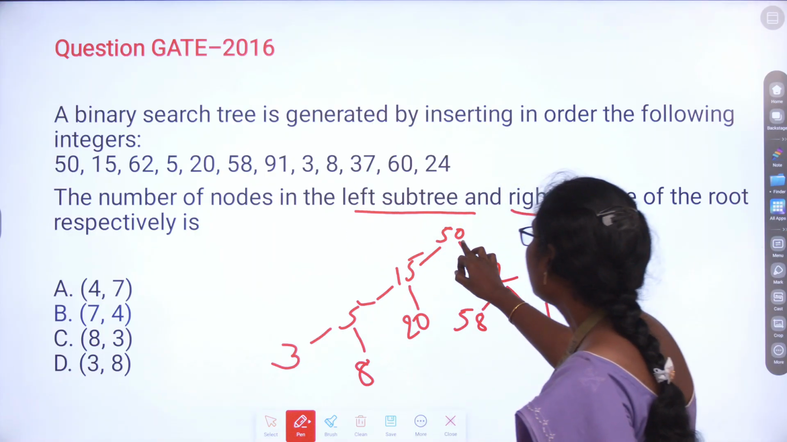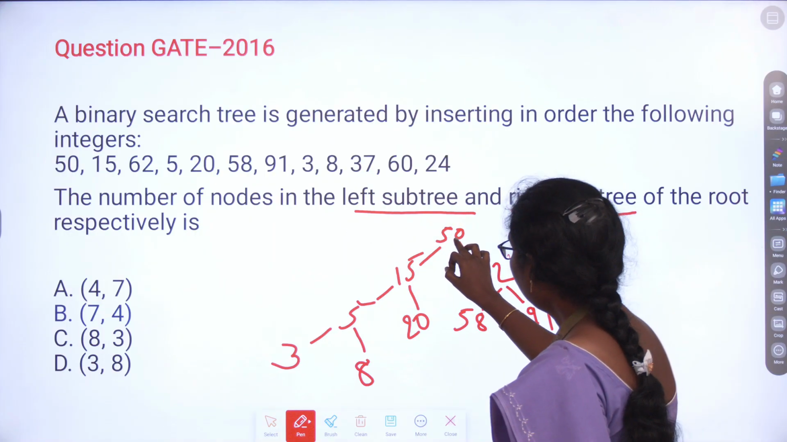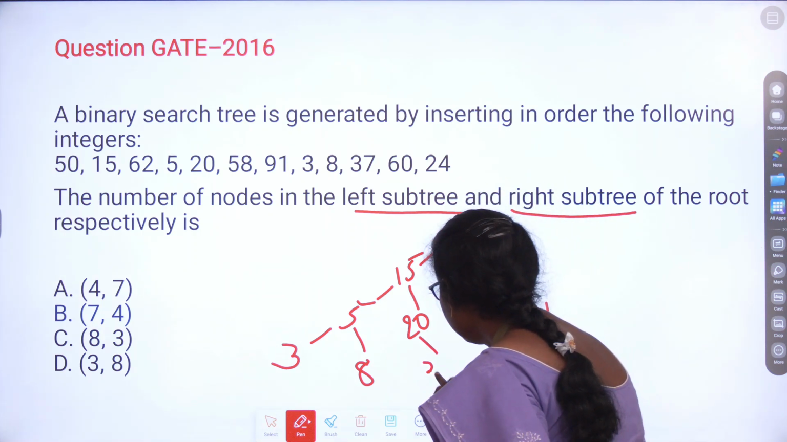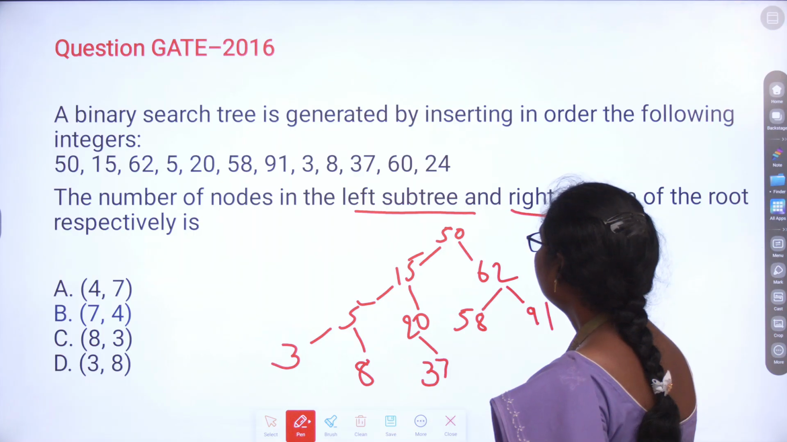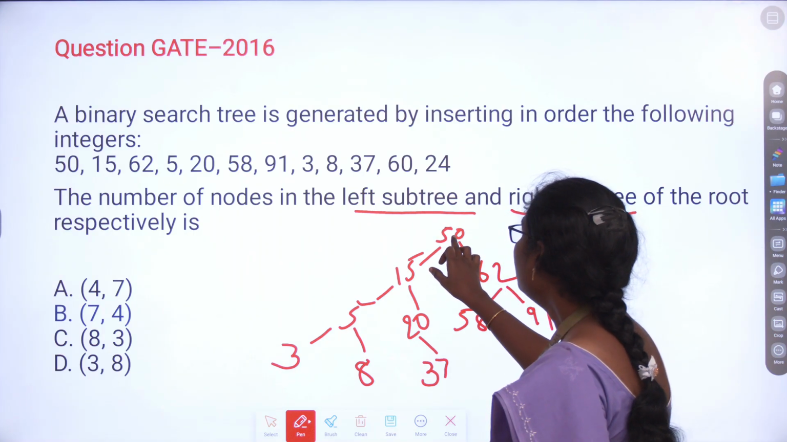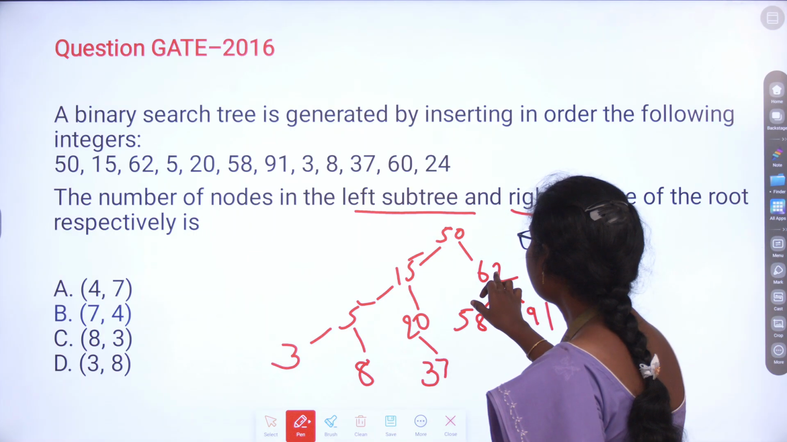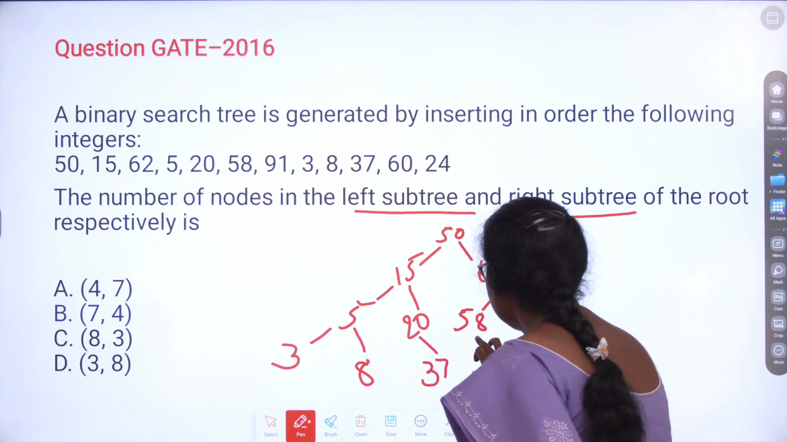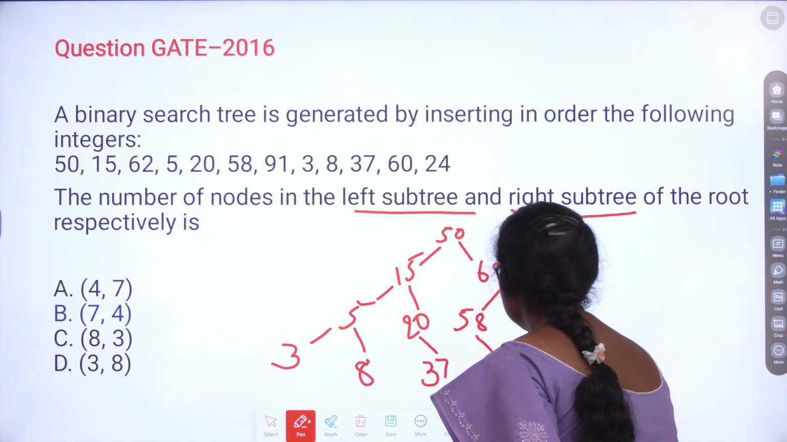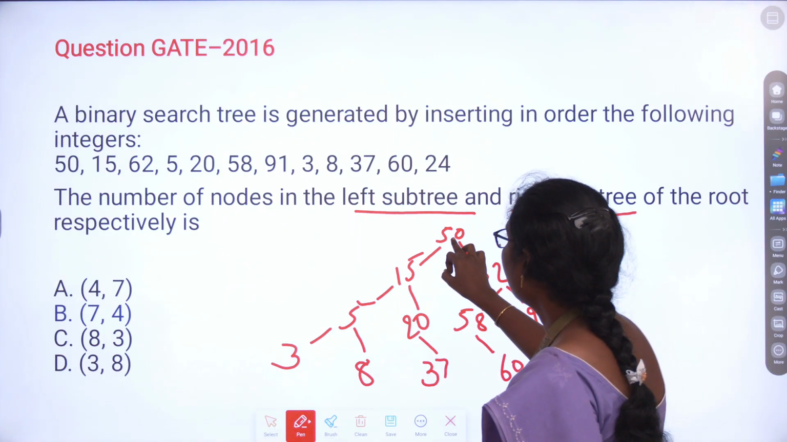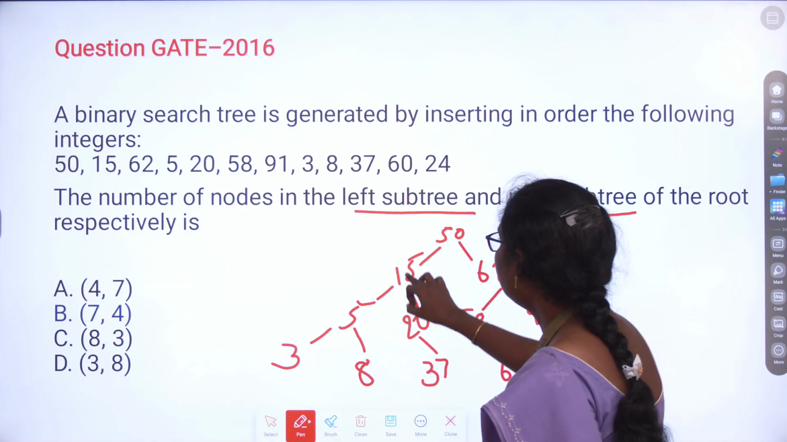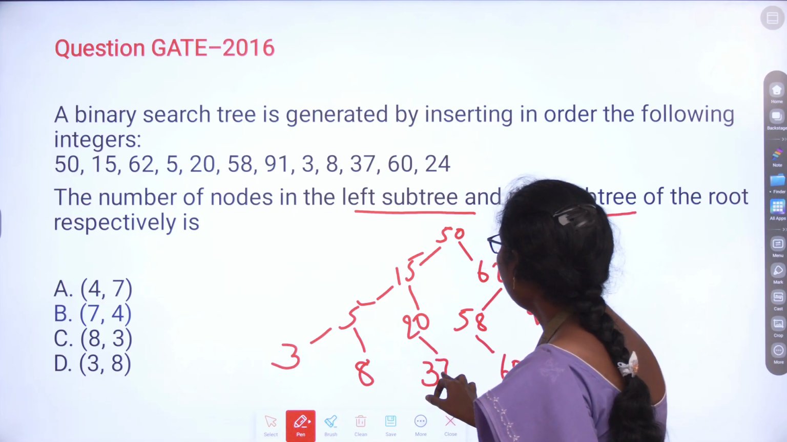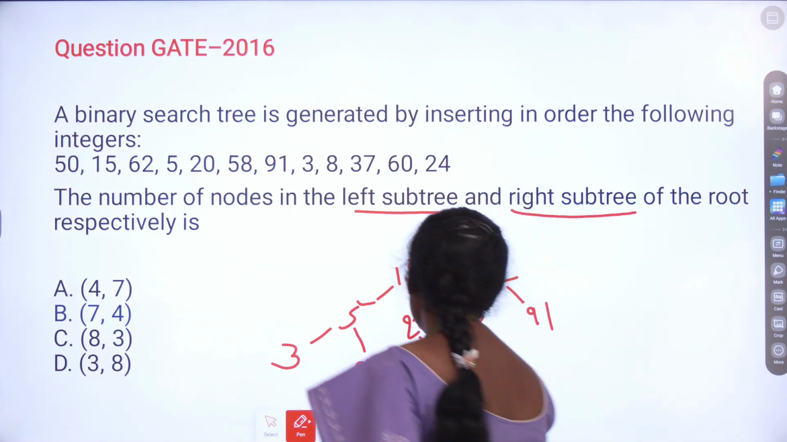Next 37, compare with 50, lesser, compare with 15, which is greater, compare with 20, which is greater, so 37. Next 60, compare with 50, which is greater, compare with 62, which is lesser, compare with 58, which is greater, then move to the right side. Next one is 24, compare with 50, which is lesser, compare with 15, which is greater, compare with 20, which is greater, compare with 37, which is lesser.